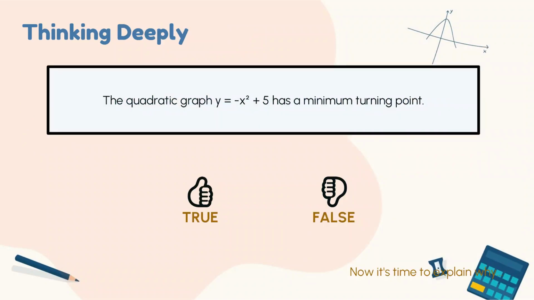Let's test your understanding. The statement says, the quadratic graph y equals negative x squared plus 5 has a minimum turning point. Is that true or false? Pause the video and think carefully. Look at the sign in front of x squared. Does the graph open upwards or downwards?